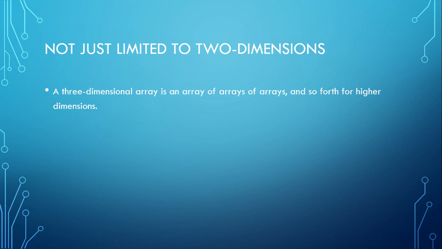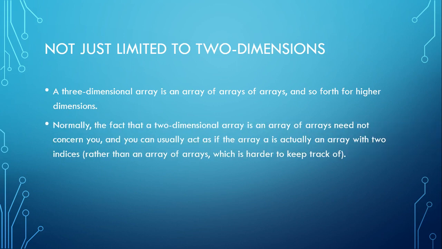So it could get kind of confusing. All right, and obviously, if we had a 4th dimension, it would be an array, an array, an array of arrays. You can kind of get the concept. It gets pretty tongue twistery. So normally the fact that a 2-dimensional array is an array of arrays need not concern you.